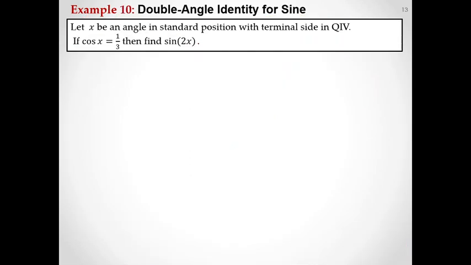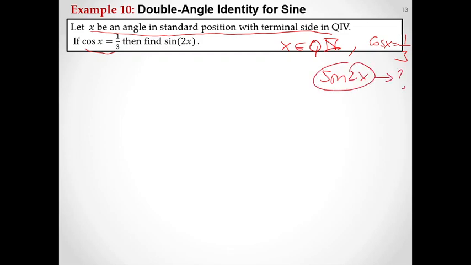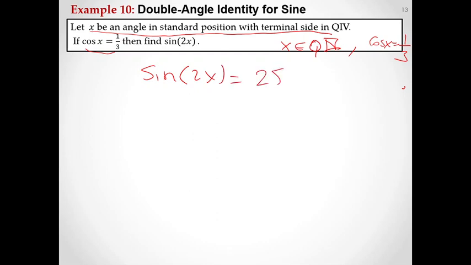Now let's look at this example. Let x be an angle in standard position with terminal side in Q4, the quadrant 4. And the cosine x is given to us as 1 over 3. It's asking what is sine 2x. In order to find sine 2x, we have to apply the formula. The formula says sine 2x is equal to 2 times sine x times cosine x. If you don't remember it, you can use the sum formula like x plus x, and you will get the same thing.